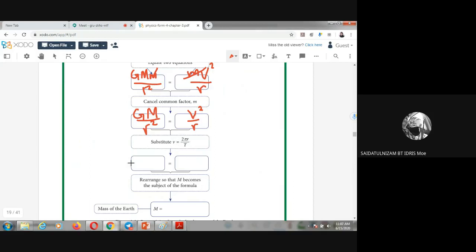Masukkan dalam form, dalam V square ni. So you akan dapat macam ni lah, cikgu tulis di sini: GM mass of earth, ni R square equal, okay, V tadi, V gantikan dengan, okay, V square ni akan jadi 2 pi R over dengan T kan. Ini T over everything, dia akan square, betul tak? Okay, so ini akan jadi 2 square is 4, pi is pi square, R is R square. Then divide dengan T square.